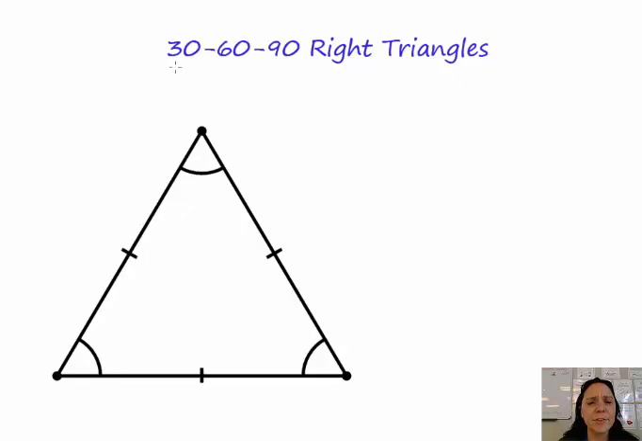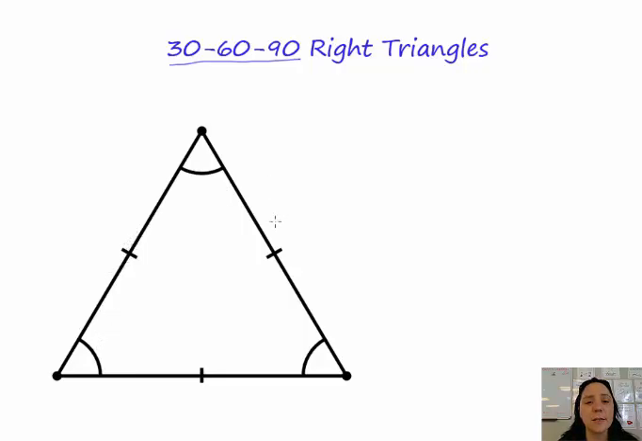Our next special right triangle is just called the 30, 60, 90 right triangle because those are the angle measures. You might wonder why we are looking at an equilateral triangle when we're talking about a special right triangle. Well, we're going to derive this right triangle from our equilateral triangle.